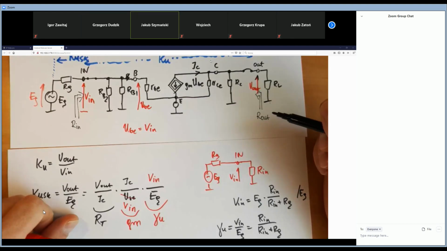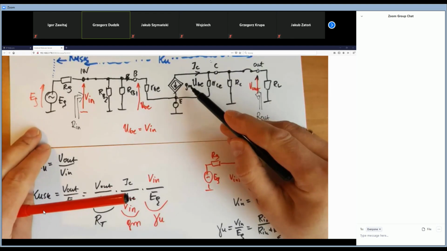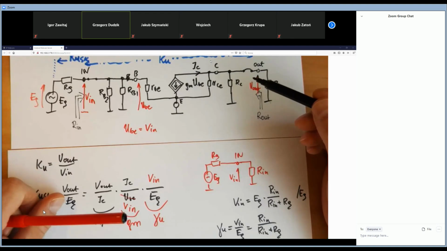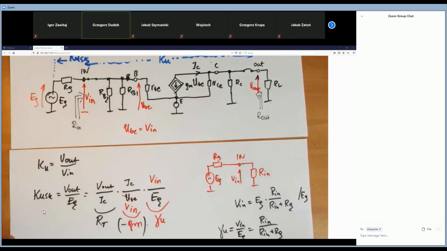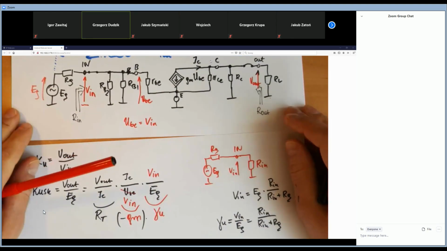PNP? No. We have to make GM negative. That's right. This is the minus GM. Then the current is passing through in the opposite way. So why do we have to put the minus GM here?